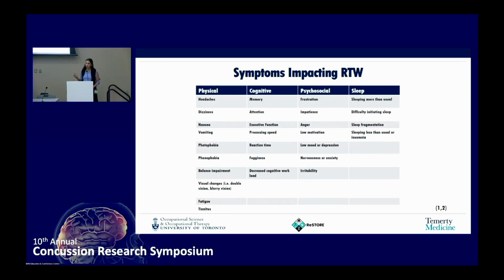Now, all of these symptoms may be barriers for return to work for individuals that have experienced a concussion, but I'd like to highlight some that the literature has identified as being related to poor return to work outcomes in particular. The literature has identified that post-traumatic headaches, the existence of depression and anxiety, both pre-existing as well as following concussion, as well as sleep disturbance are related to poor return to work outcomes in this population.